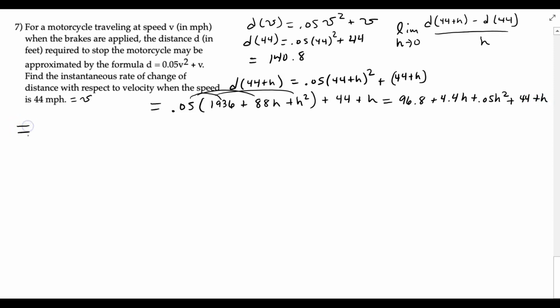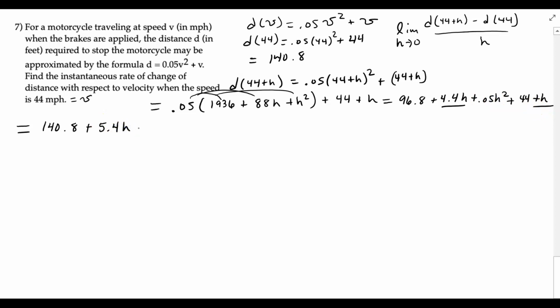And I'm going to, yet again, combine like terms. 96.8 plus 44 is going to give me 140.8. Imagine that. Okay, 140.8 plus, let's see here, 4.4, no, not 4.4, 5.4. I knew there was another h.